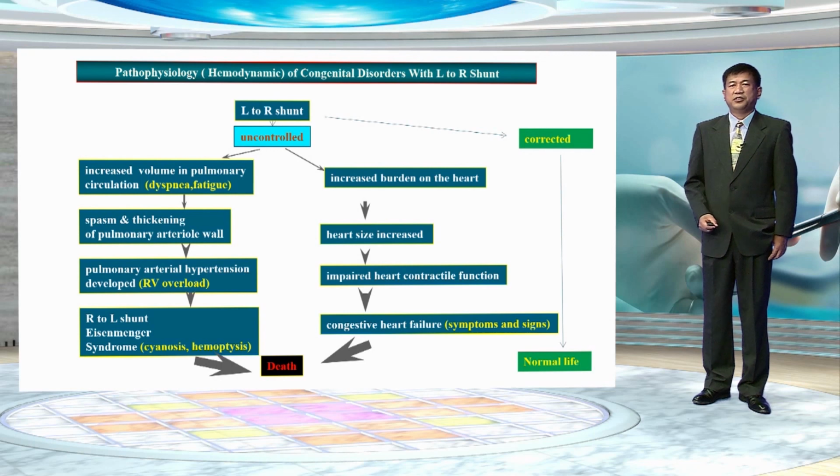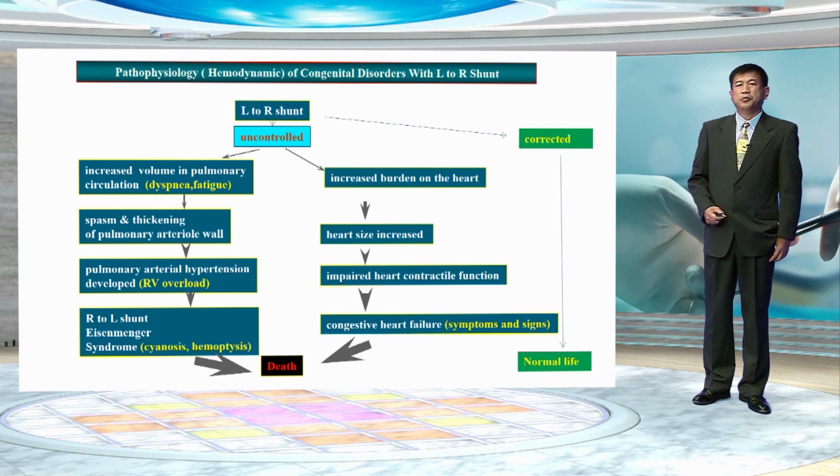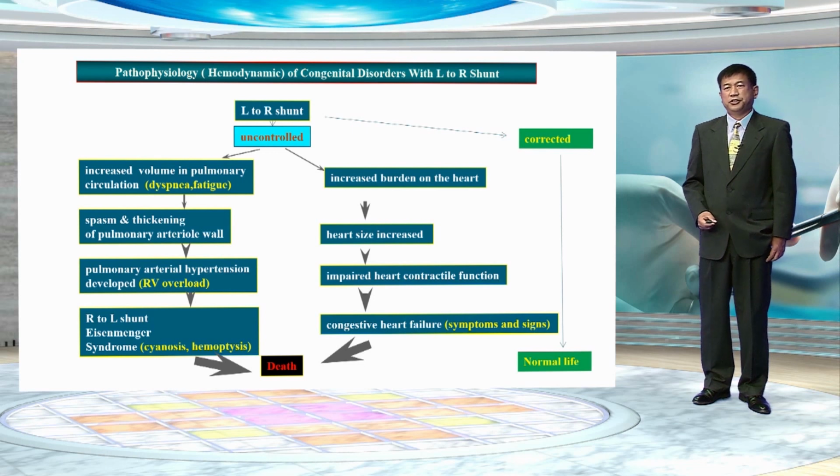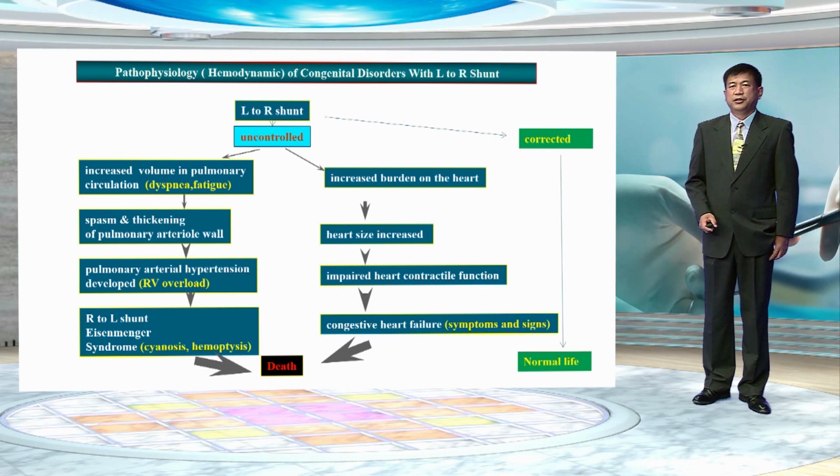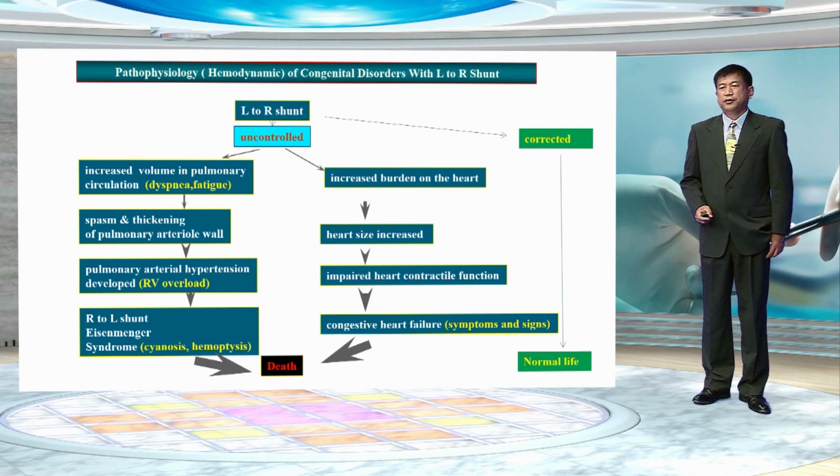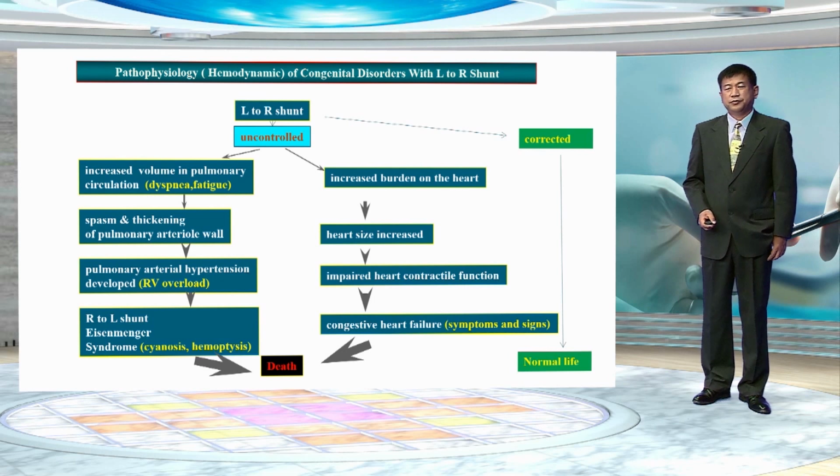So let's start with the physiology of congenital disorders with left to right shunt. If you understand this chart thoroughly, it is easy for you to understand the clinical manifestations of these disorders. So let's start with the slide. If the left to right shunt is corrected, then the patient will have a normal life. If it is uncontrolled, the body is affected in two ways.